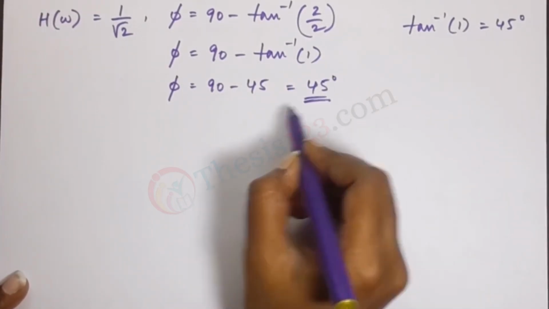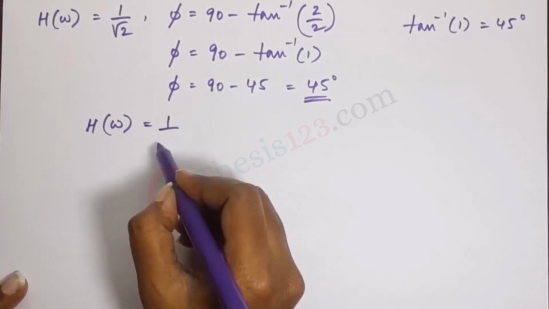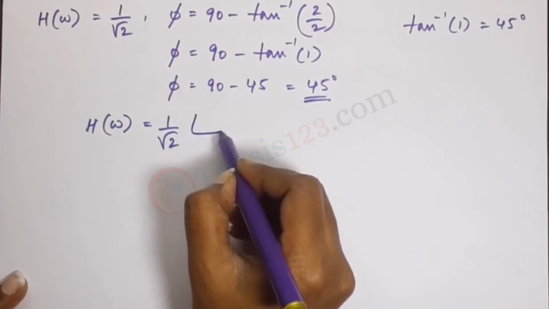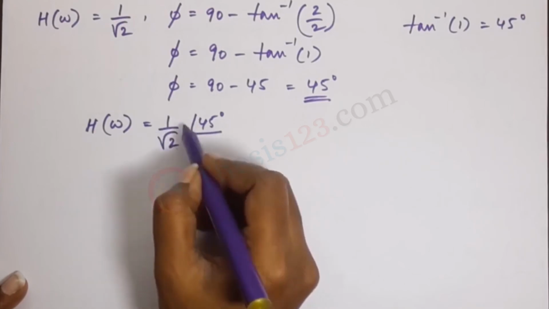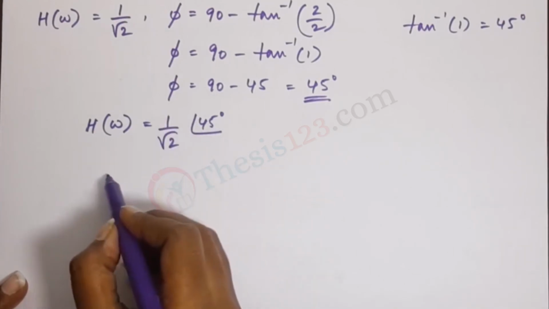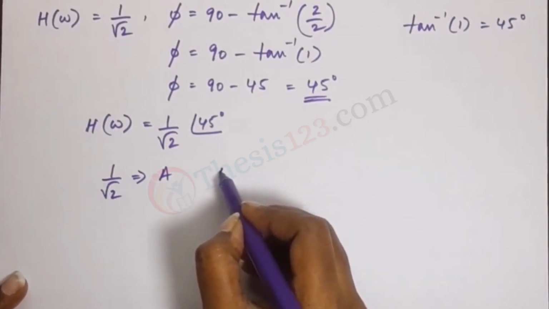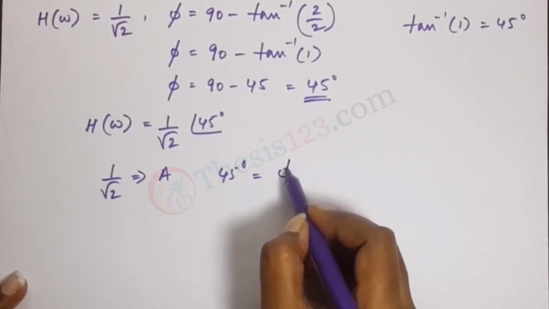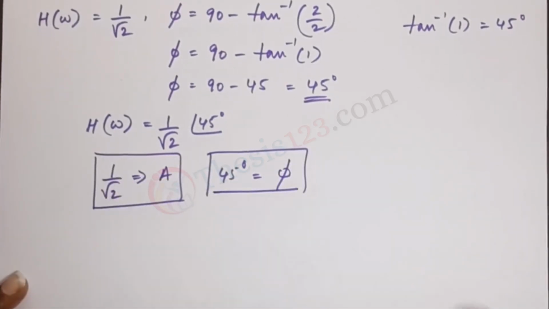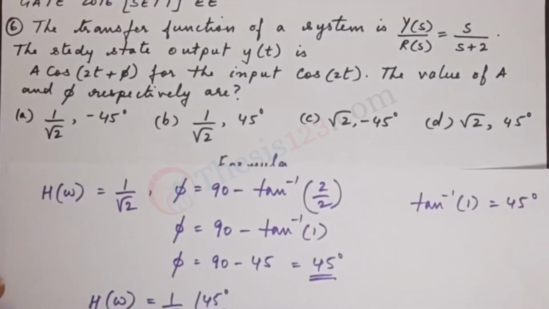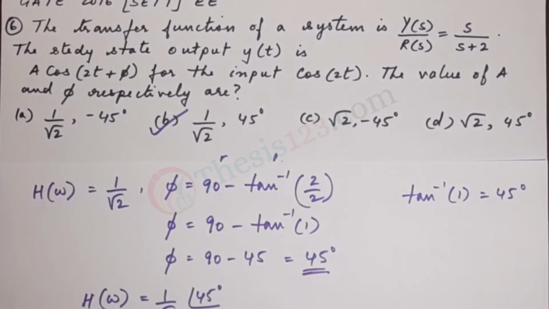This is a positive value. So all in all, H of omega can be written as 1 by root 2 angle 45 degrees. So the magnitude 1 by root 2 corresponds to A, and the angle 45 degrees corresponds to phi. So these are the final answers. And let's check and see which option it matches. It matches B. B is your final answer.